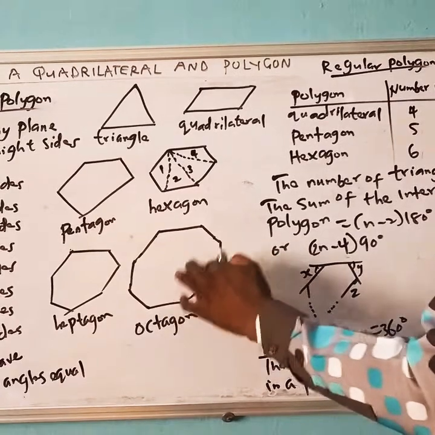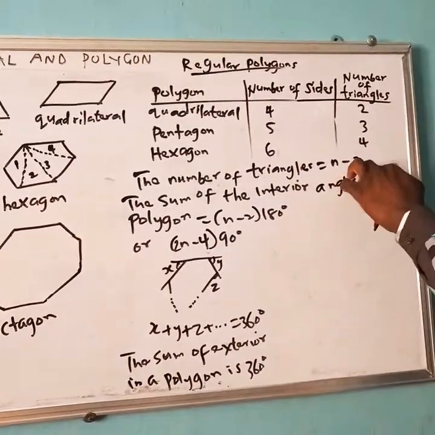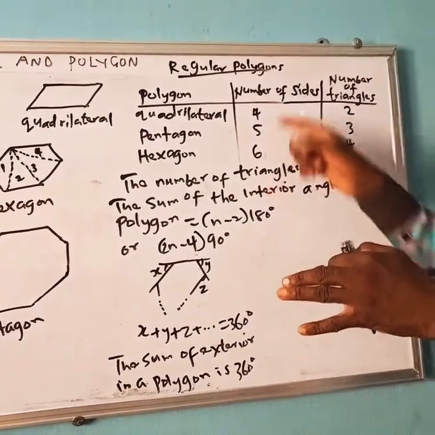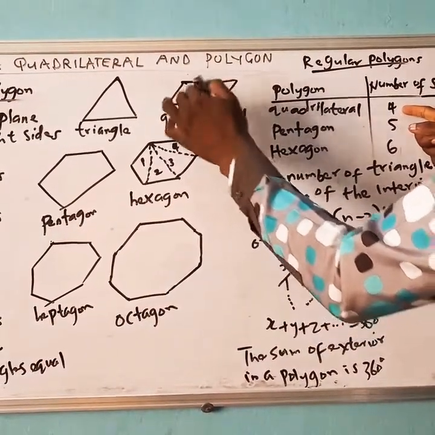That means that an octagon has 8 sides, it will have 6 triangles. So the formula is n minus 2. That means the number of sides minus 2 gives the number of triangles in a polygon. So a quadrilateral has 4 sides. When you break a quadrilateral, you see you have 2 triangles.